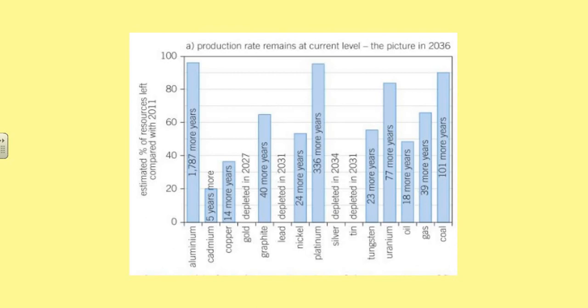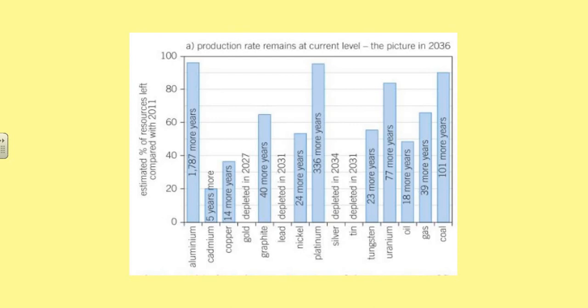We've got things like graphite. It's a really important resource in terms of electrical components, and also it's used in lots of industry, but it's also used to make the lead in your pencils. So graphite by 2036 will have about 40 more years' worth of that left, which isn't a lot, but that's probably my lifetime, so I'll be alright. But for some of you that might run out in your lifetime. That's a significant issue. We've got things like oil, 18 more years by the time we get to 2036.